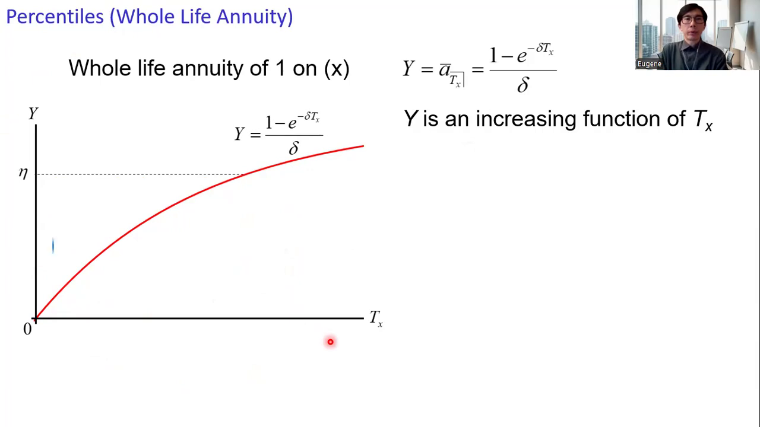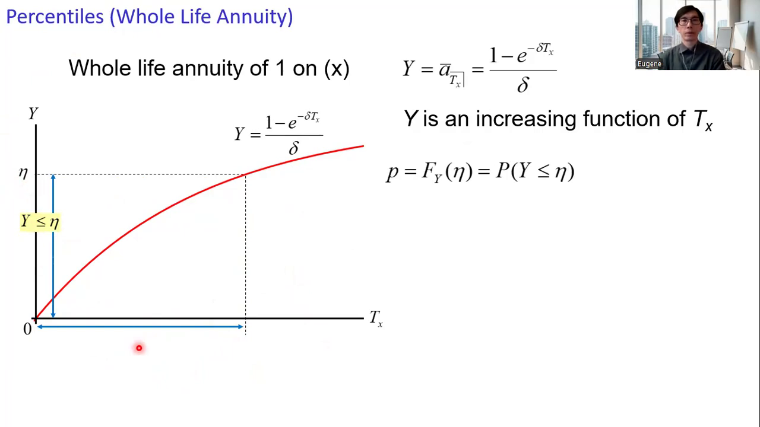Suppose we want to get the probability that Y is less than a particular value, say eta. This is equivalent to finding the probability that Tx is less than a particular value. Let p be the 100p percentile for Y. And therefore, we have p equals the CDF of Y at eta. That is the probability that Y is less than or equal to eta.